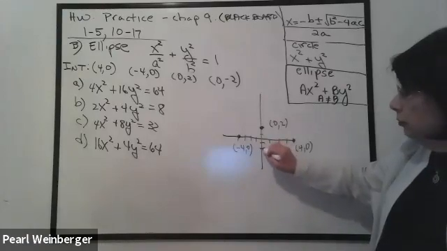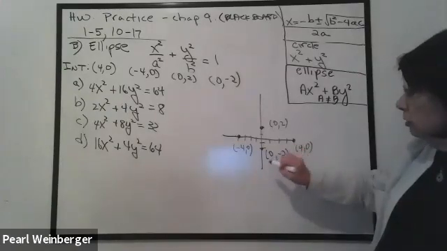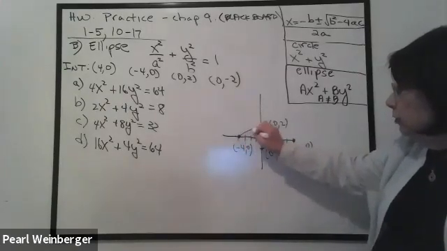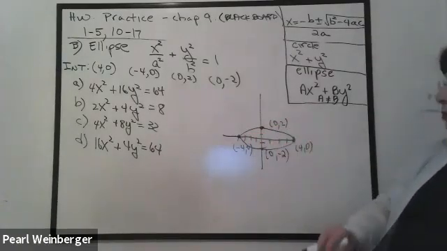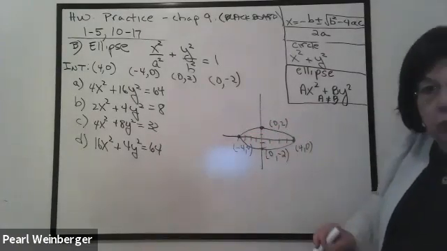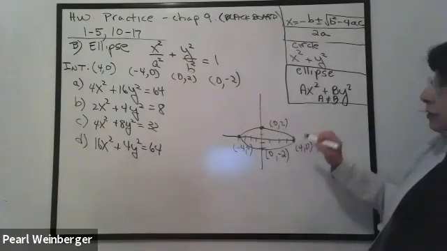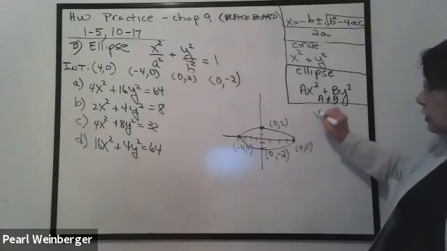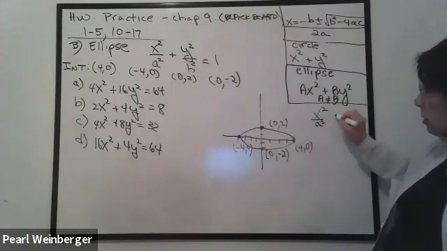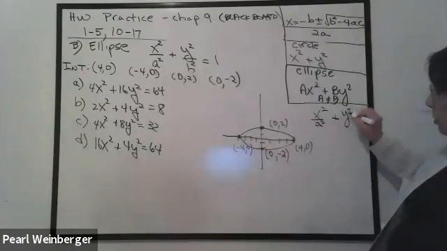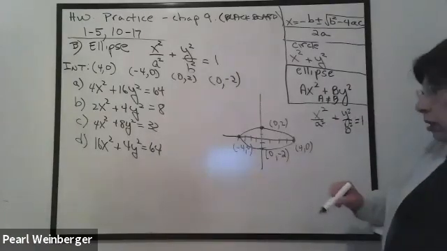And this is (0, -2). And here's my graph. Here's my ellipse. Here's my oval. That's what it looks like, a little bit like a football. And we know that the standard equation of an ellipse is x squared over a squared plus y squared over b squared equals 1.